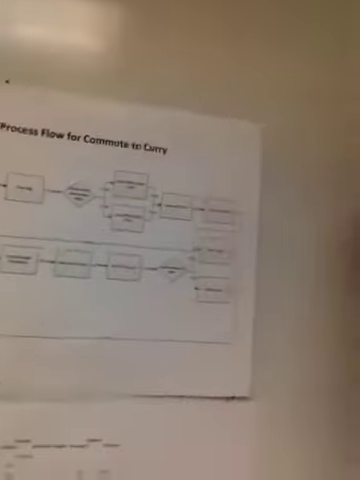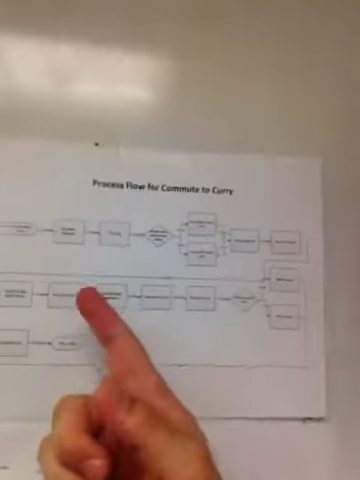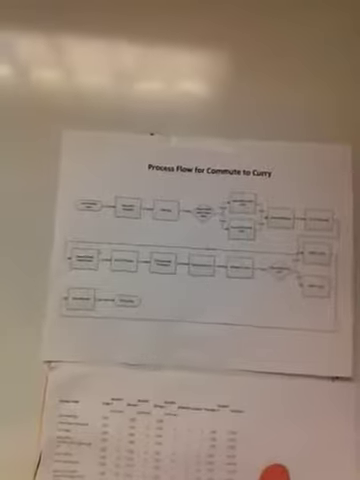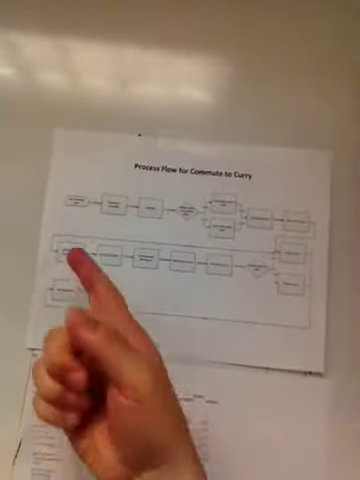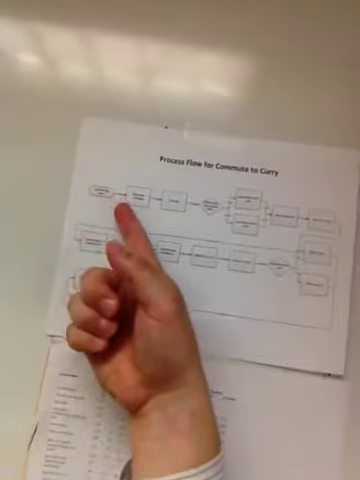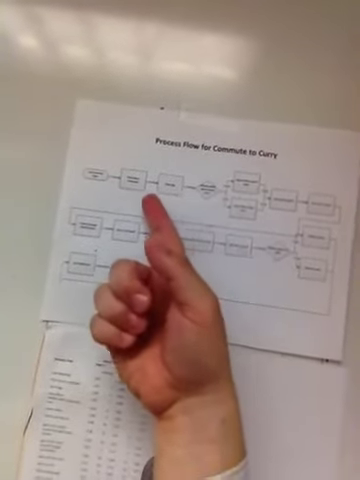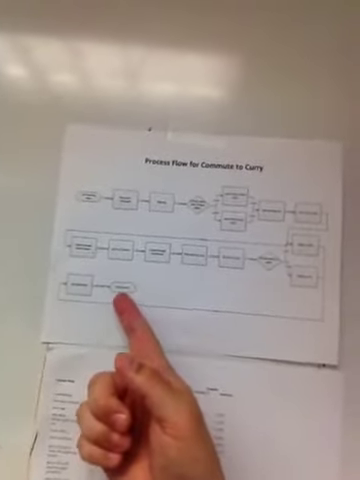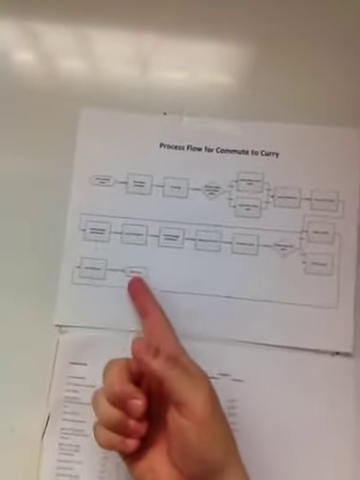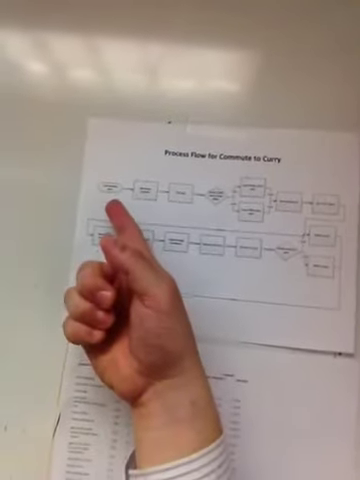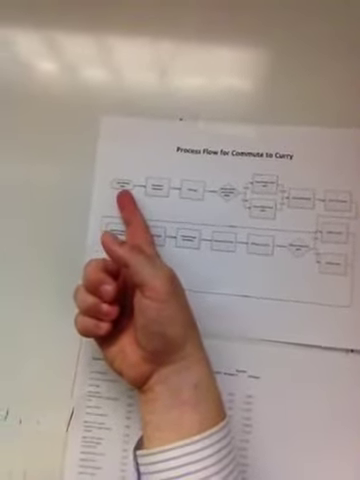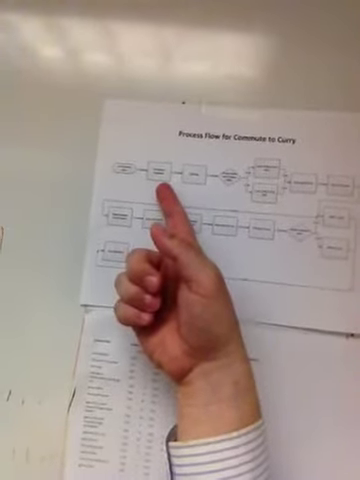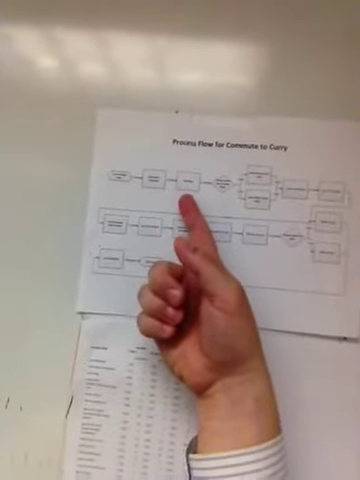What I have here is a flow chart of my process to get from my work to Curry on time. It shows the process steps and the expected time I would expect each step to take, essentially leaving at 3 p.m. to get to class by 5:30. So I start here at 3 p.m. The first thing I have to do is shut down my computer. It takes about 2 minutes. I then pack my bag. That takes another 2 minutes.